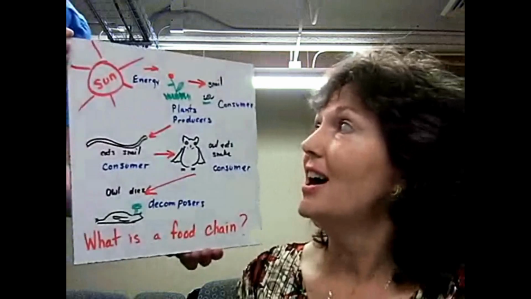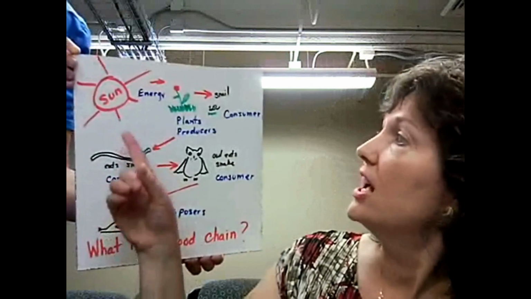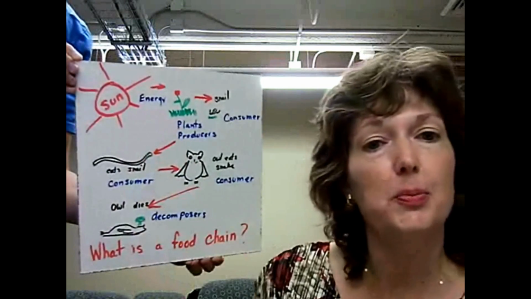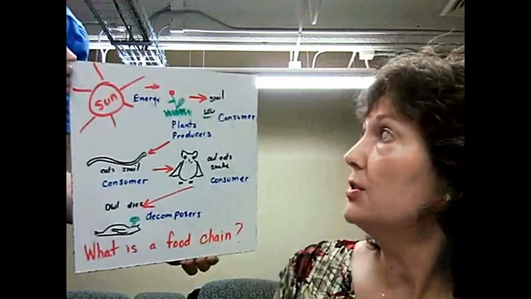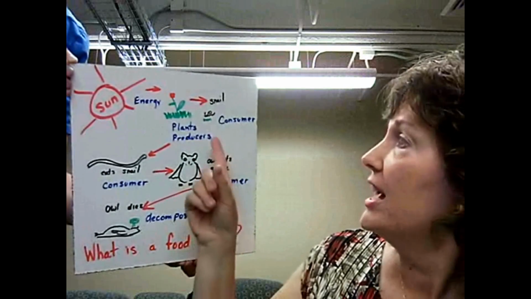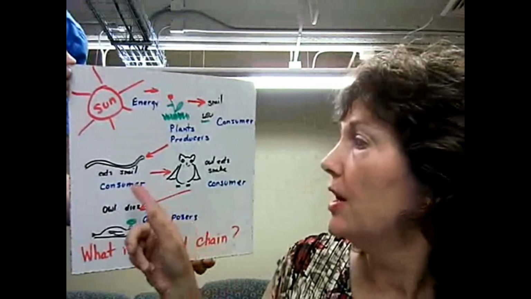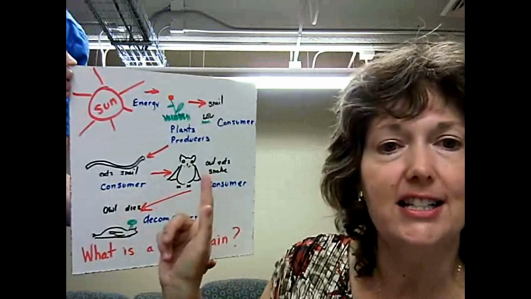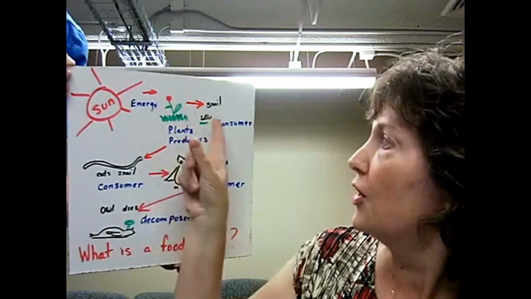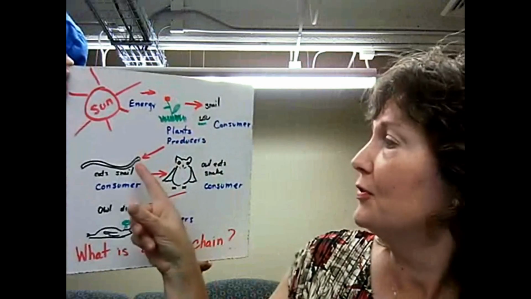We have the sun, which is the main source of energy, and the flow goes to plants. Plants are producers. Animals are consumers. For example, my little snail here, he comes along and eats a plant. Well, this handy-dandy snake, he comes along and eats the snail and takes the energy from the things in front of him in the food chain.